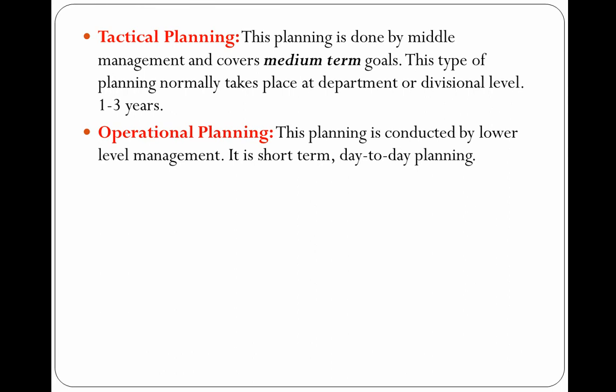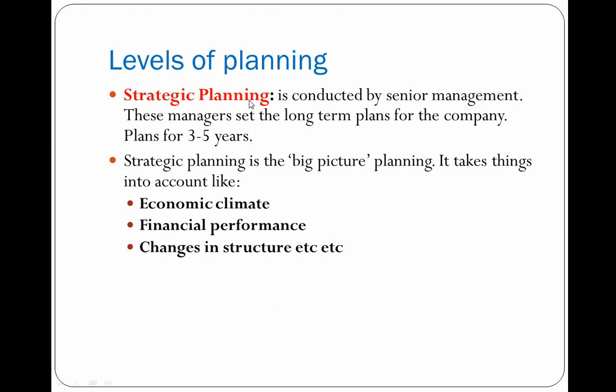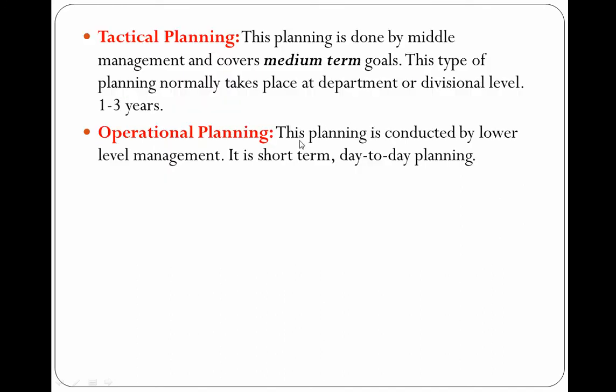In an answer, you need to provide these things. The actual label, so what it is, so strategic planning, who does it, senior management, how long it's for, so it's long-term plans, 3 to 5 years, and then an example. And you need to be able to do that with each one of these 3. So again, tactical, done by middle management, medium-term goals, 1 to 3 years, and an example, increasing market share by 15% over the next 18 months.